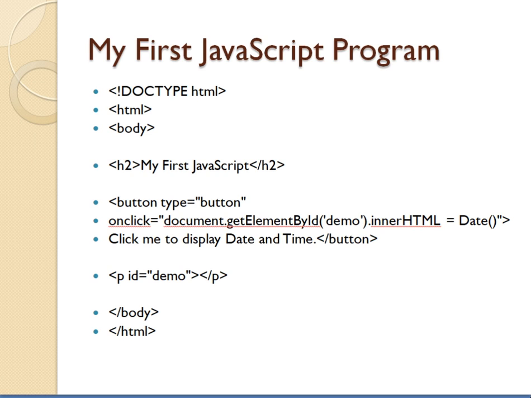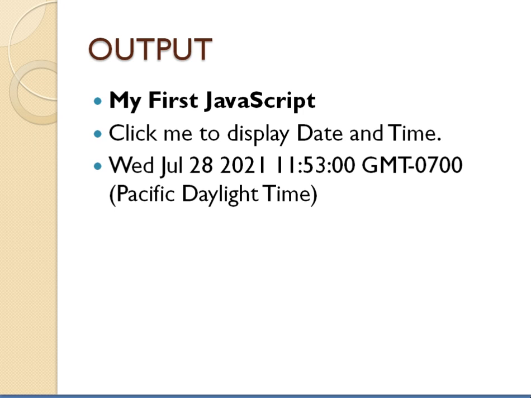Click me, that means that is written on the button. Click me, and then there is a P ID. P is for paragraph, ID demo, and paragraph close, and the body close, and finally HTML close. So if you see the next slide, that is the output.